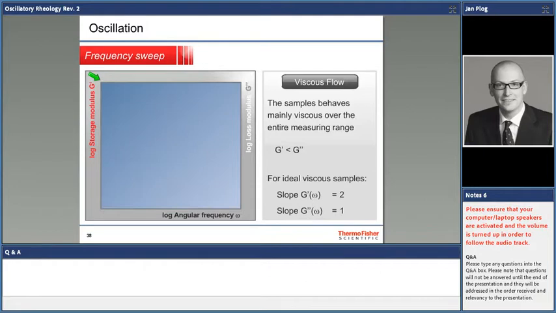Let's look at the extreme cases once more. Let's have a look at the purely viscous behavior first. For a purely viscous fluid, no matter what characteristic speed you apply, the viscous behavior will always compensate the elastic behavior. G double prime will always be above G prime. However, as we have for ideal viscous samples a slope of 2 for G prime and a slope of 1 for G double prime, it's a no-brainer that those will at one point or another show a crossover.